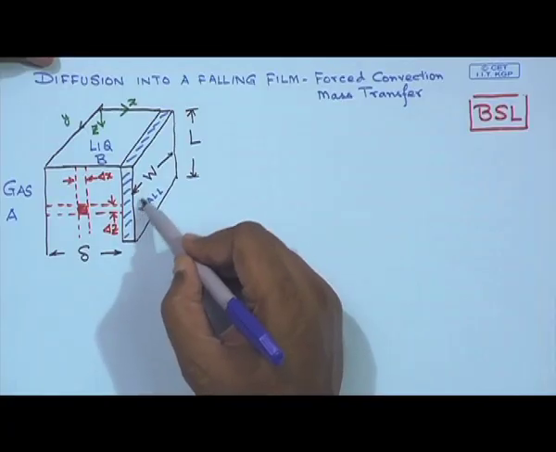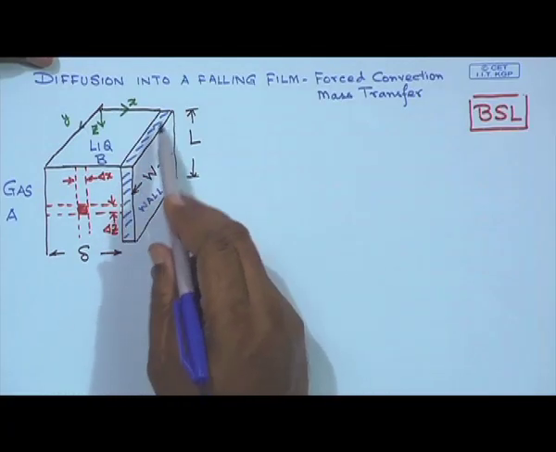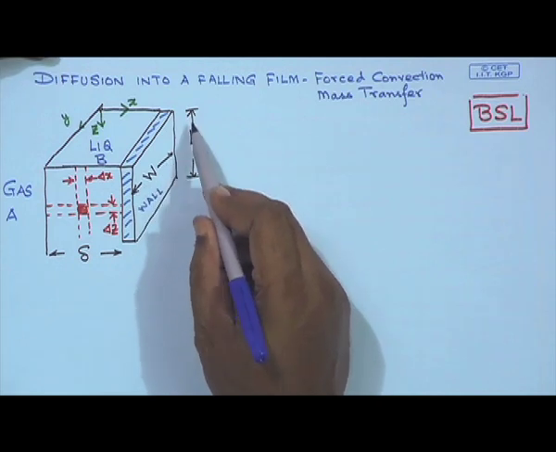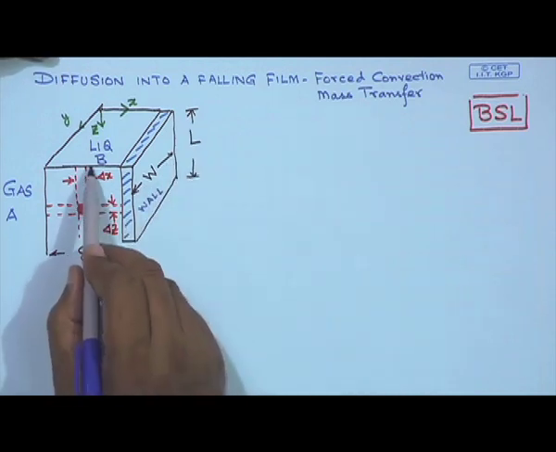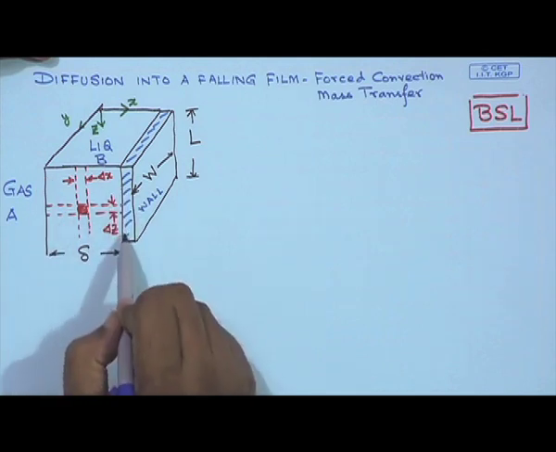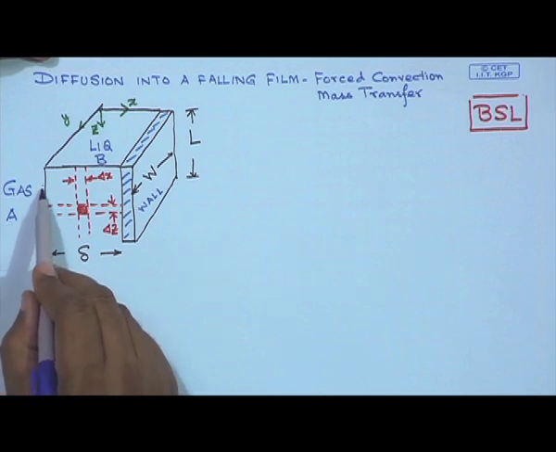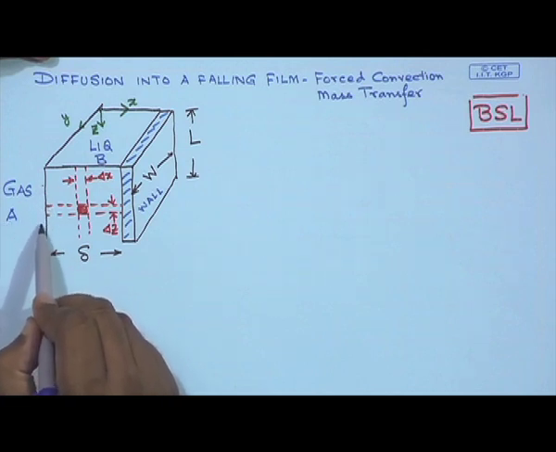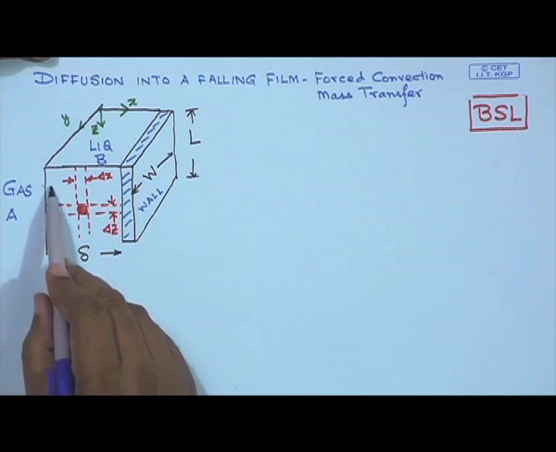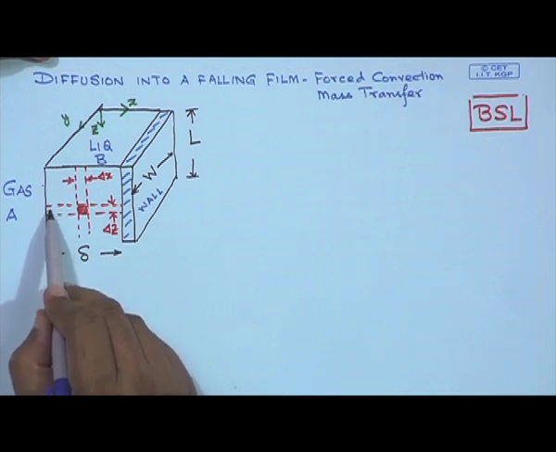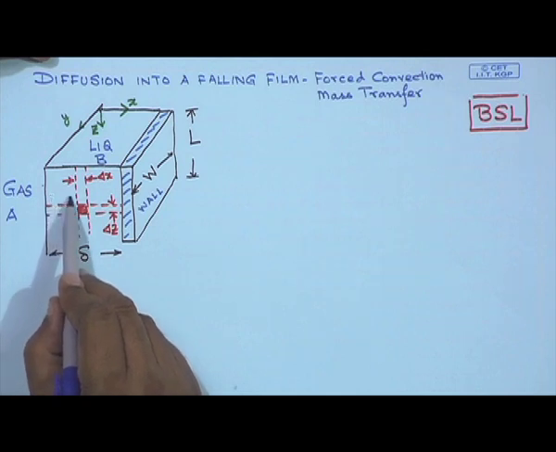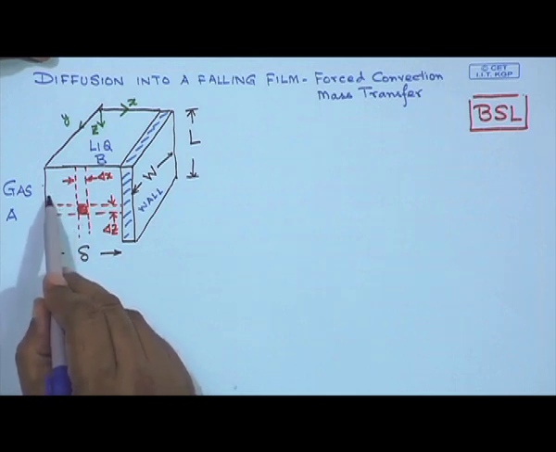Pictorially it can be represented in this way, where this is the solid wall of width W and length L, and I have a liquid film which is falling. This wall is vertical, the liquid film is coming down, and there is a gas A which is going to be absorbed at the liquid-gas interface, and as the A molecules get into the falling liquid, they start their downward journey. But as they start their downward journey, there exists a strong concentration gradient on this side.